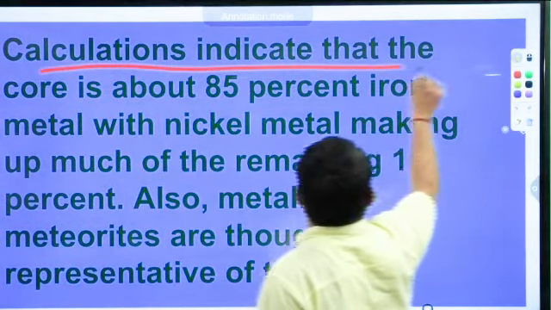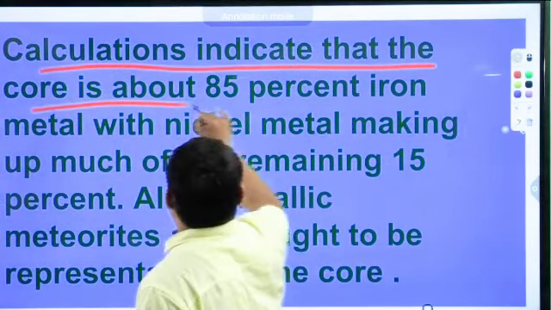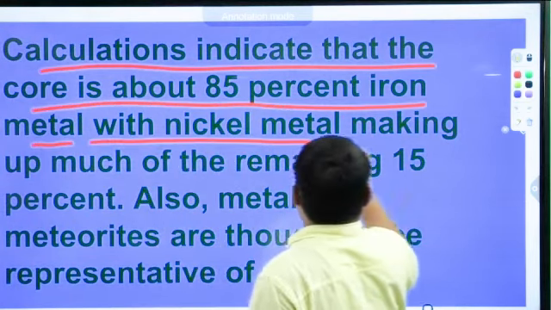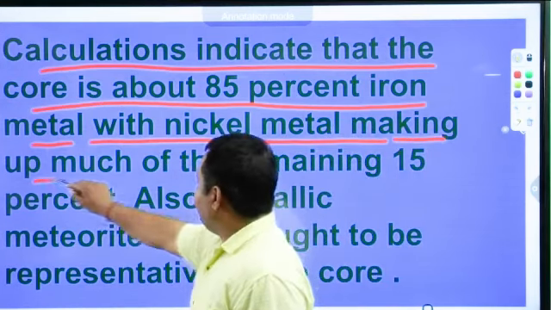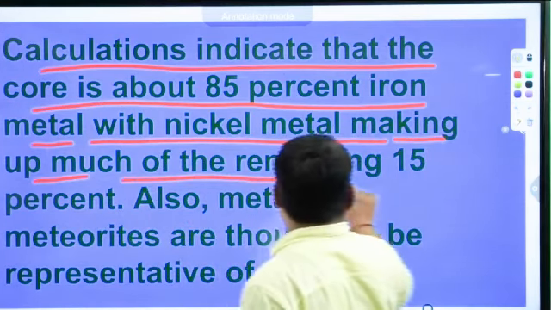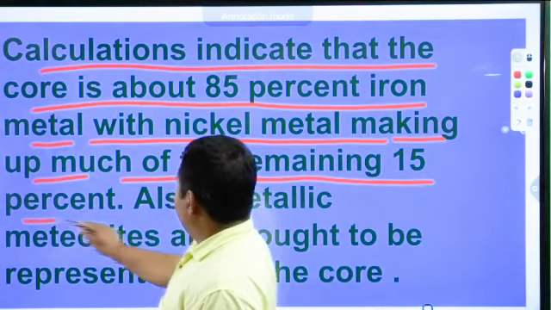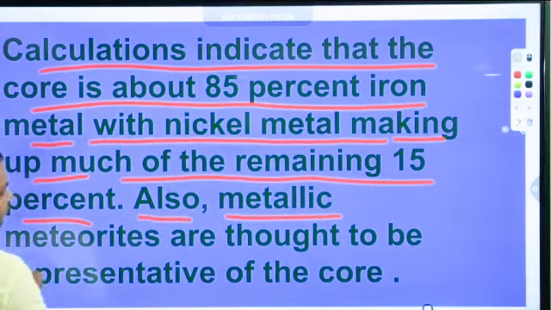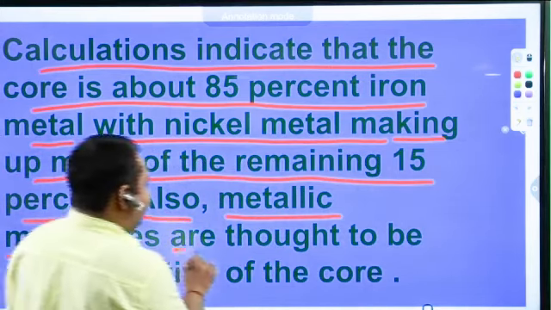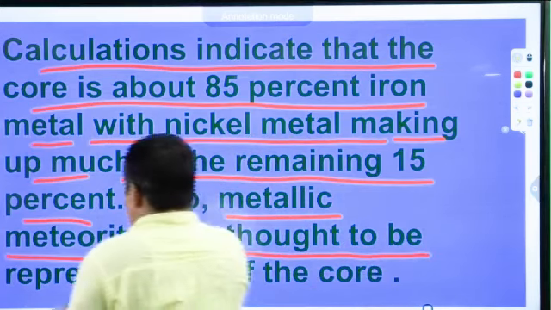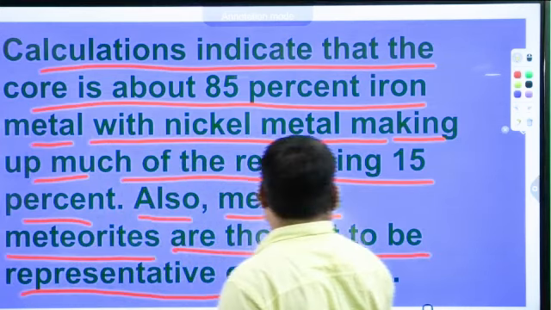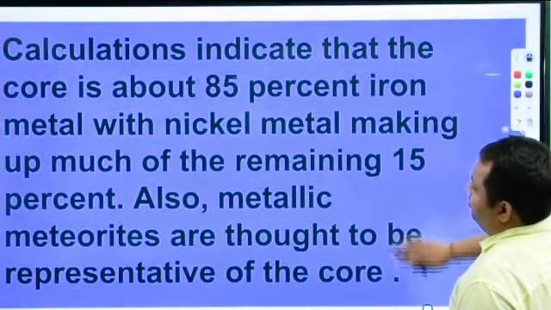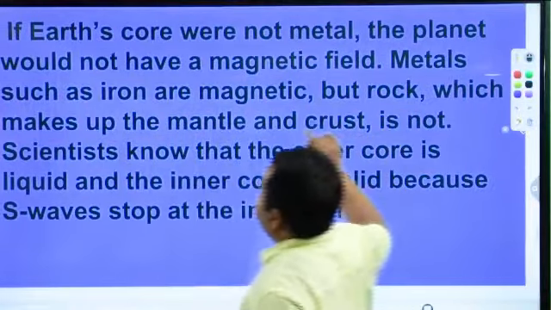Calculations indicate that the core is about 85% iron metal, with nickel metal making up much of the remaining 15%. Also, metallic meteorites are thought to be representative of the core, right?